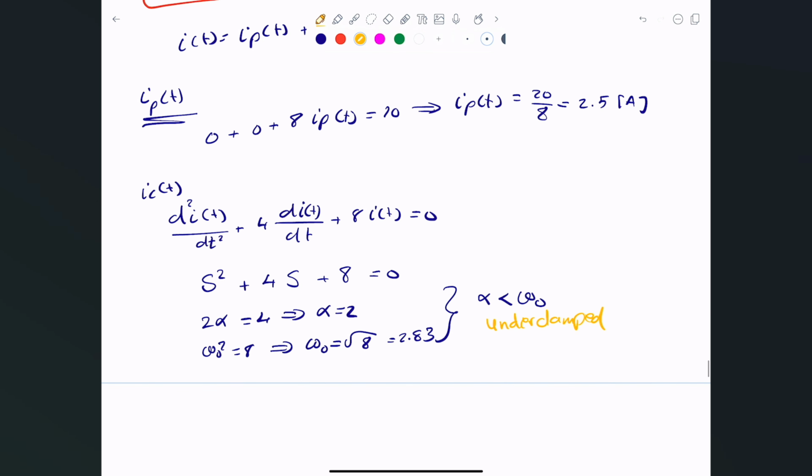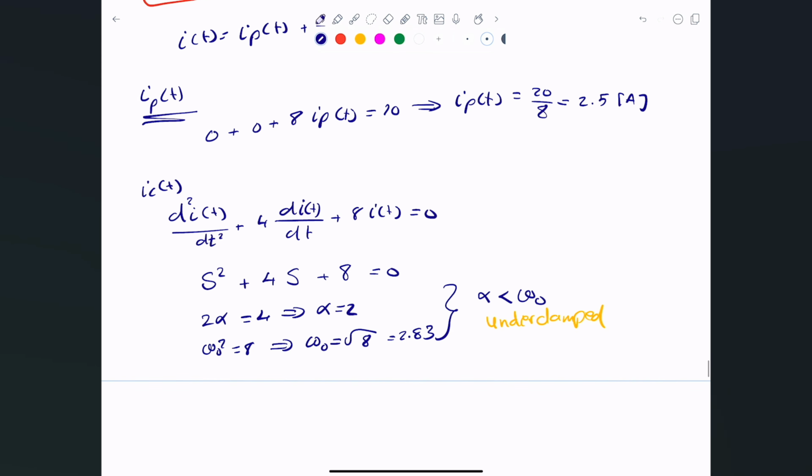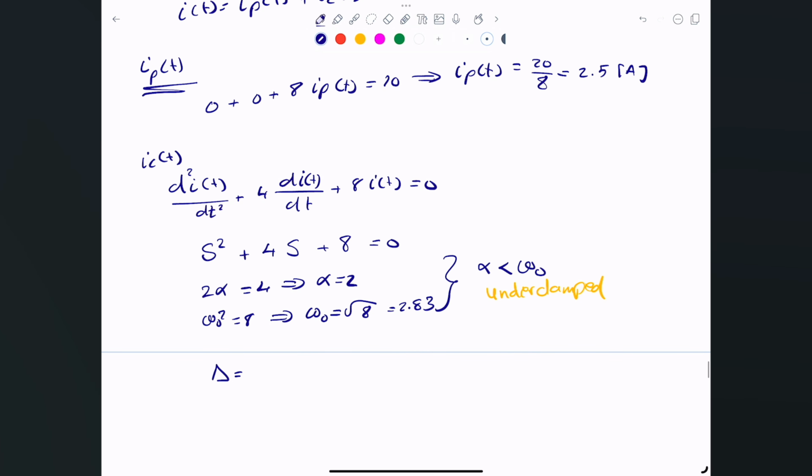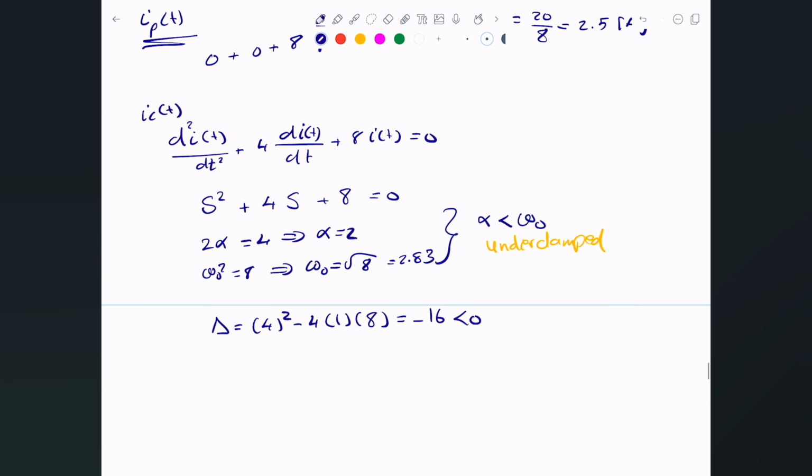response. Of course, you could have computed the discriminant, delta, and you would have gotten also a negative number, which is 4 squared minus 4 times 1 times 8, and that is 4 squared, which is 16, minus 24. Or minus 32, not 24, because 4 times 8 is 32. So that will be 4 squared minus 4 times 8, and that will become negative 16. So it's a negative number, so I have an underdamped response, so there's some sort of an oscillation and so forth.